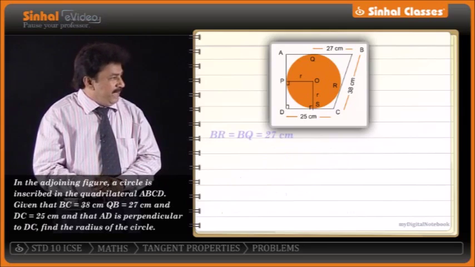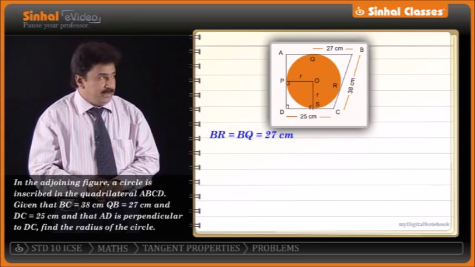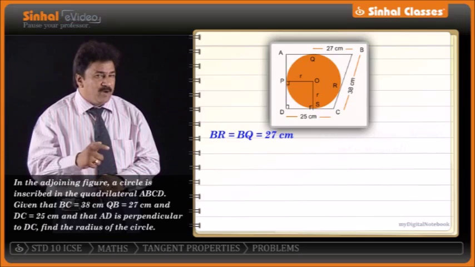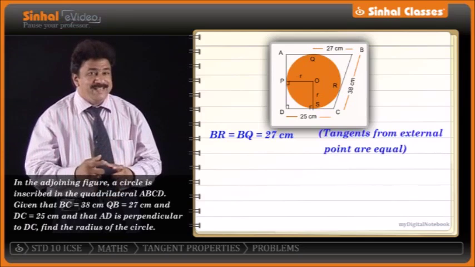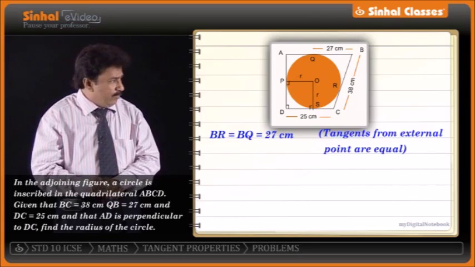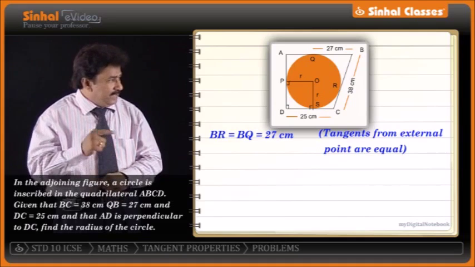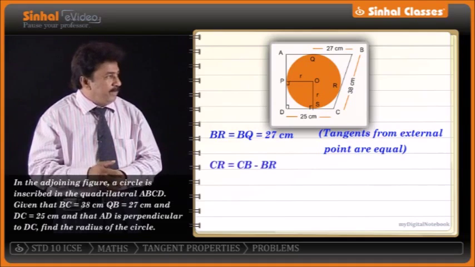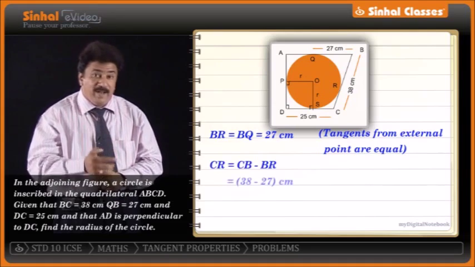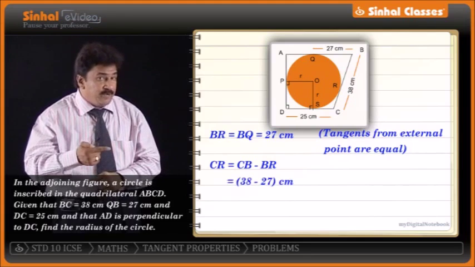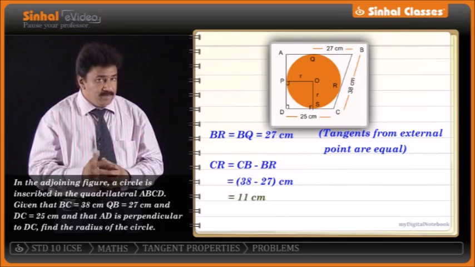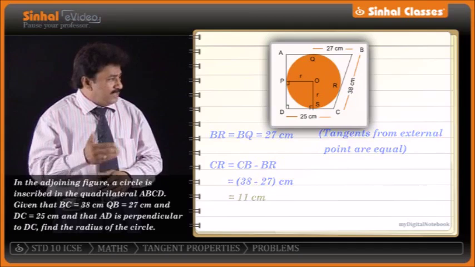See how to go for it now. What is given now? BR is equal to BQ, that is 27 centimeter. Why is BR equal to BQ? Because tangents drawn from an exterior point are equal. They are both 27 centimeter each. Therefore, CR will be CB minus BR. CB is 38 minus BR, that is 27. So 38 minus 27, I'll get 11 centimeter. So 11 centimeter is CR.